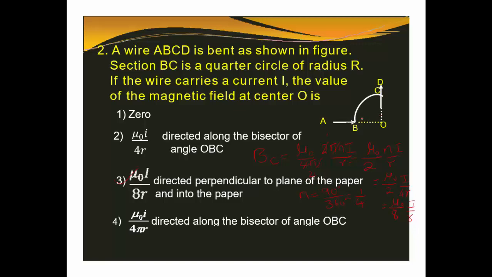According to the right hand clasp rule, the magnetic field is perpendicular to the plane and it is into the plane because the current is in clockwise direction. For clockwise current, the magnetic field is into the plane. For anti-clockwise current, the magnetic field is out of the plane. So the option is the third one. So next question.